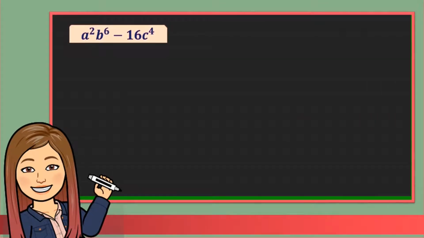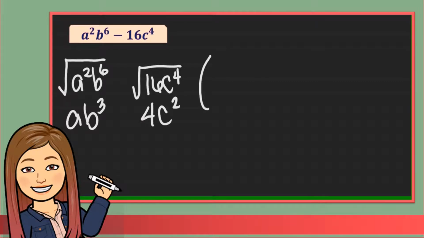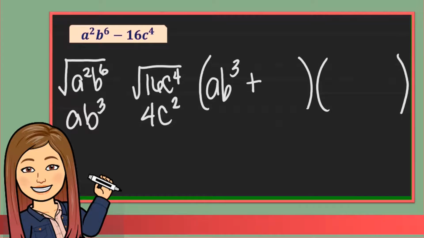So let's try factoring a squared b to the power of 6 minus 16c to the power of 4. Notice that the first and second term are perfect squares, and the middle sign is minus. So let's have the square root of a squared b to the power of 6, and that is a b to the power of 3. Then the square root of 16c to the power of 4. We know that 16 is 4 times 4, so the square root is 4, and c to the power of 4 is c squared. Therefore, the factored form is a b cubed plus 4c squared multiplied with the quantity of ab cubed minus 4c squared.